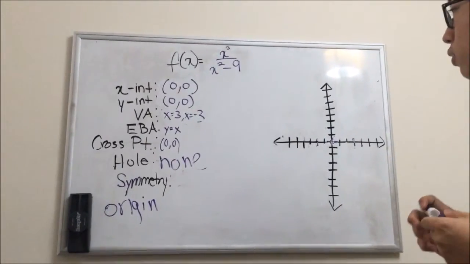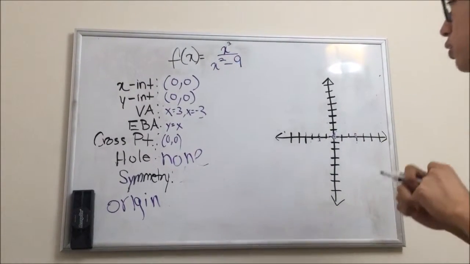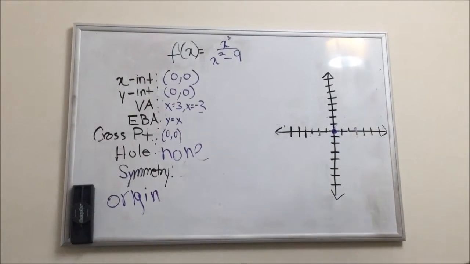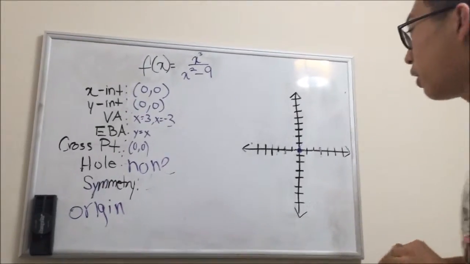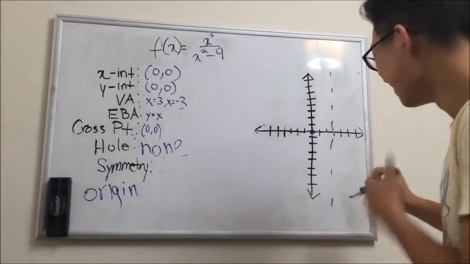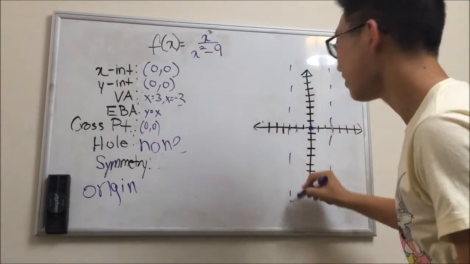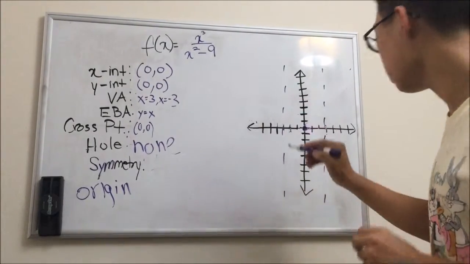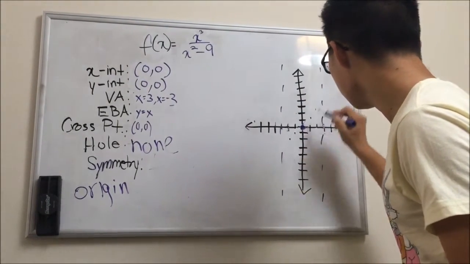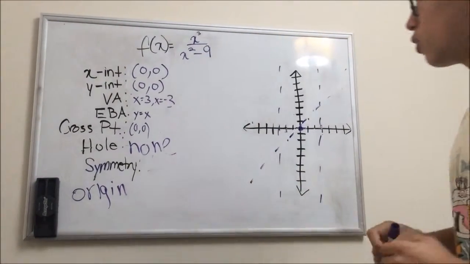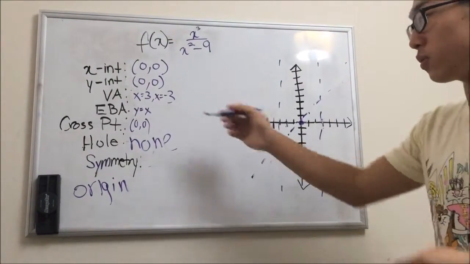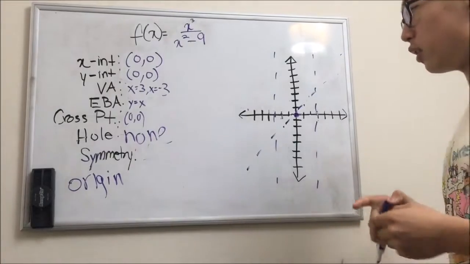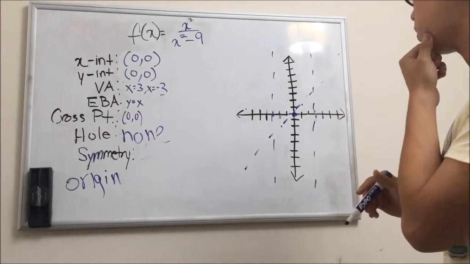So first we have to graph the x-intercepts and y-intercepts. So the x-intercepts and y-intercepts are both at 0, 0. Okay, next we have to graph the vertical asymptotes, which are at x equals 3 and x equals negative 3. Next we have to graph the end behavior asymptote, which is at y equals x. And as we calculated, there is a crossing point at 0, 0, which is over here, and there's no hole, and the symmetry is origin, so that'll help us graph it.